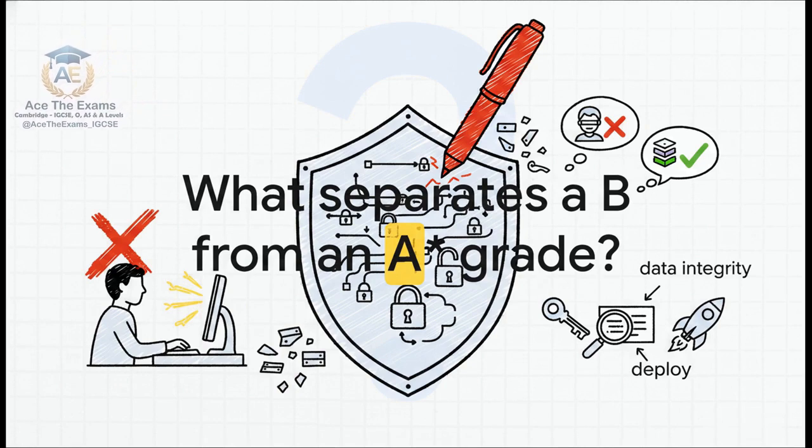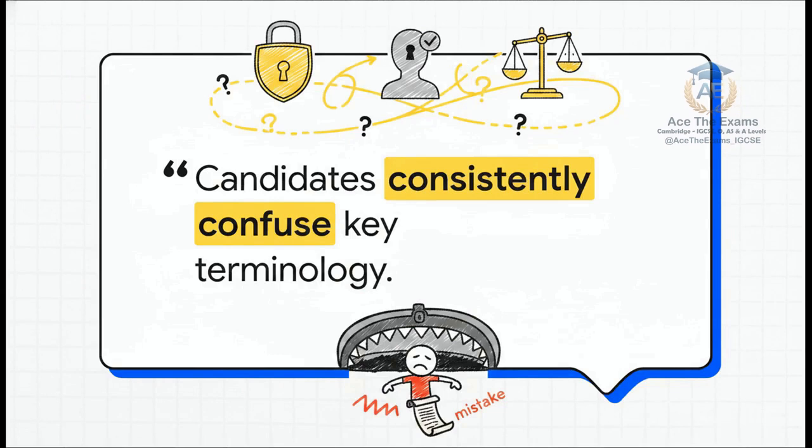To get that A-star, you have to decode the command words perfectly, and you must deploy exactly the right theoretical concept at exactly the right time. There is zero room for guesswork here. We have intercepted intelligence straight from the Cambridge Principal Examiner reports, and it reveals a critical trap. They state this incredibly plainly.